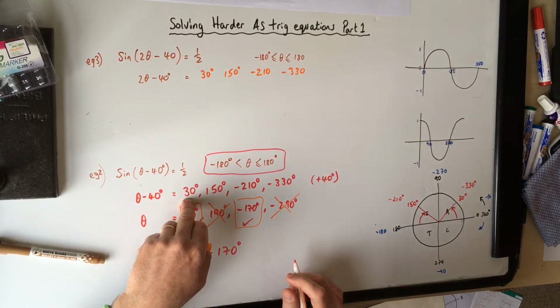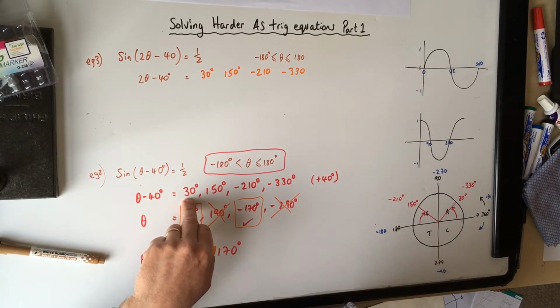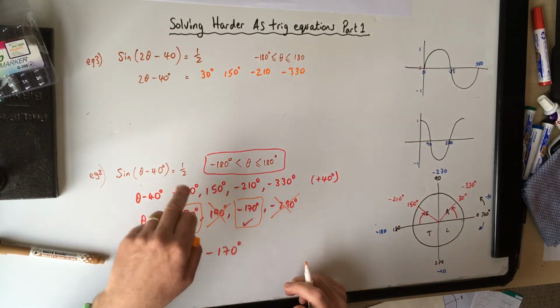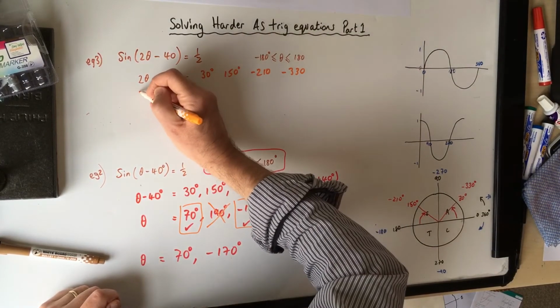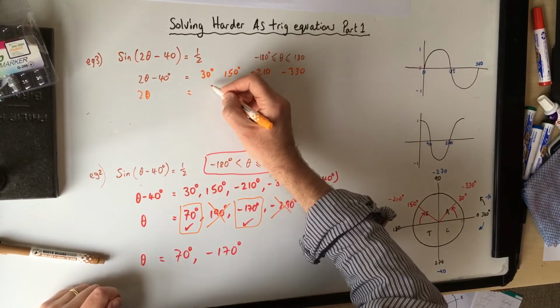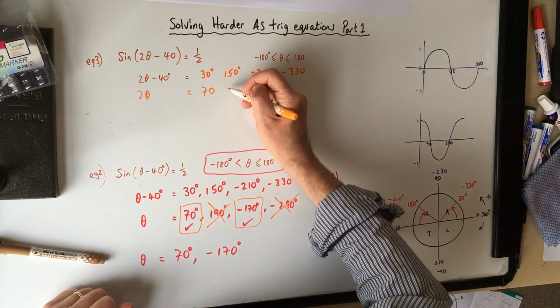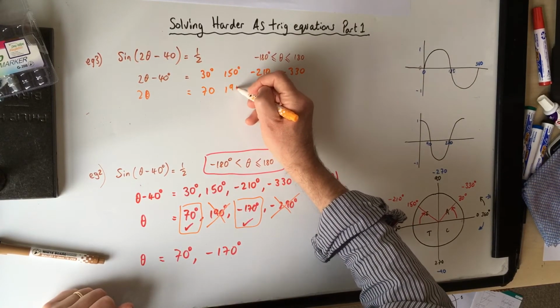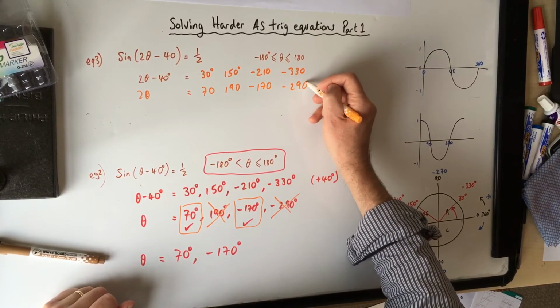Am I going to go with those? Yes, I am. Okay, and so the first thing I'm going to do is add 40 to those, aren't I? So that will leave me with 2 theta, and that will give me 70, 190, minus 170 and minus 290 degrees.